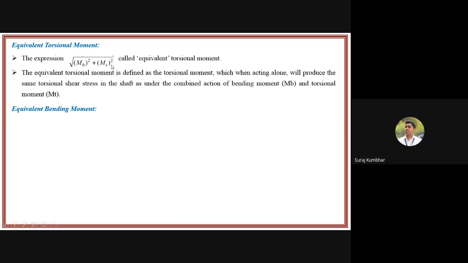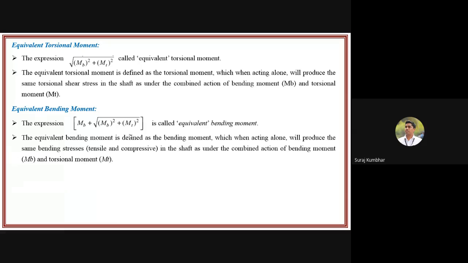Now, what is equivalent bending moment? This expression, that is Mb plus square root of Mb square plus Mt square, is called the equivalent bending moment, which we get in the principal stress theory. Earlier in the principal stress theory we got this equation, and we also got it in the maximum shear stress theory. So that expression is called the equivalent bending moment.